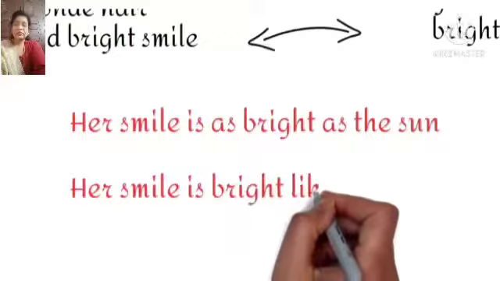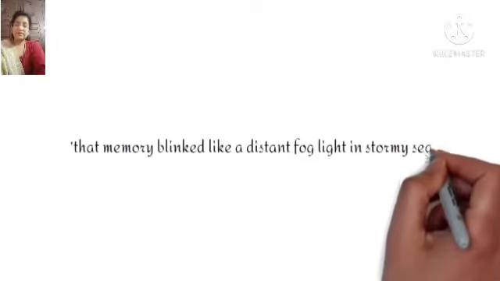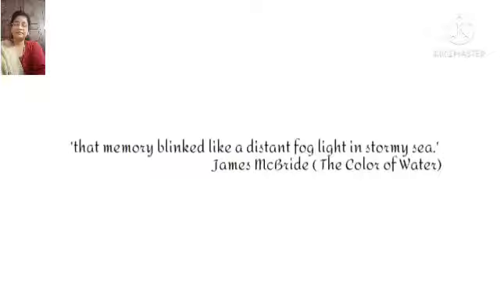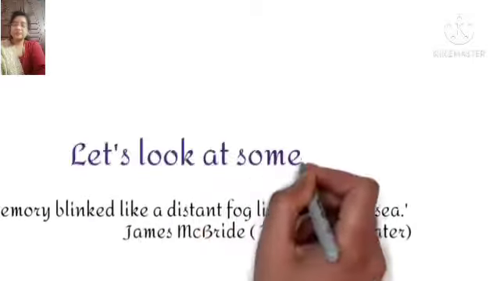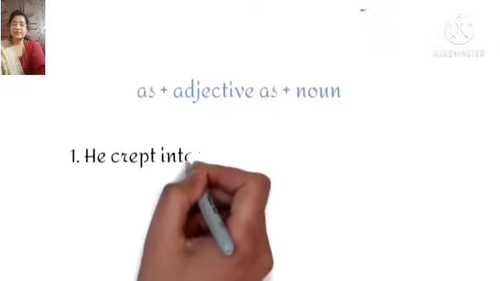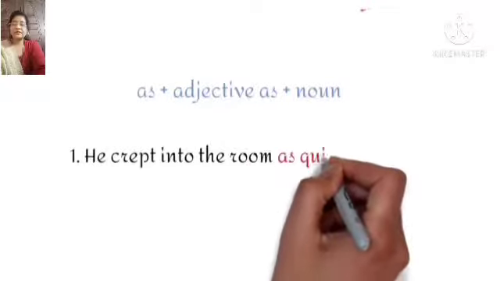Let's look at some more examples. That memory blinked like a distant fog light in stormy sea. The text is taken from The Color of Water by James McBride. Here the memory is compared with the distant fog light. So let's look at some more examples to get a better idea of what a simile is.